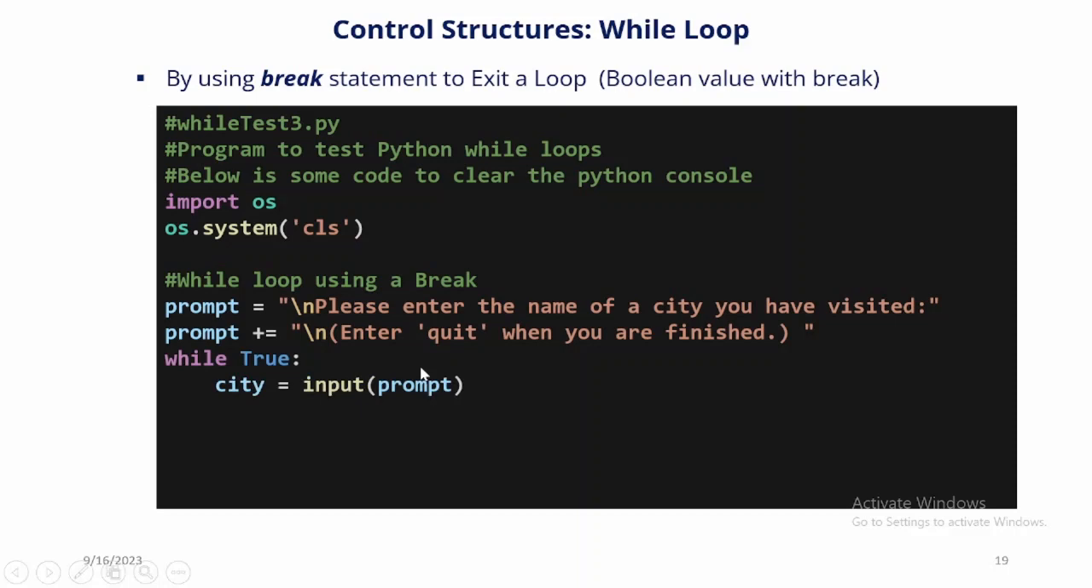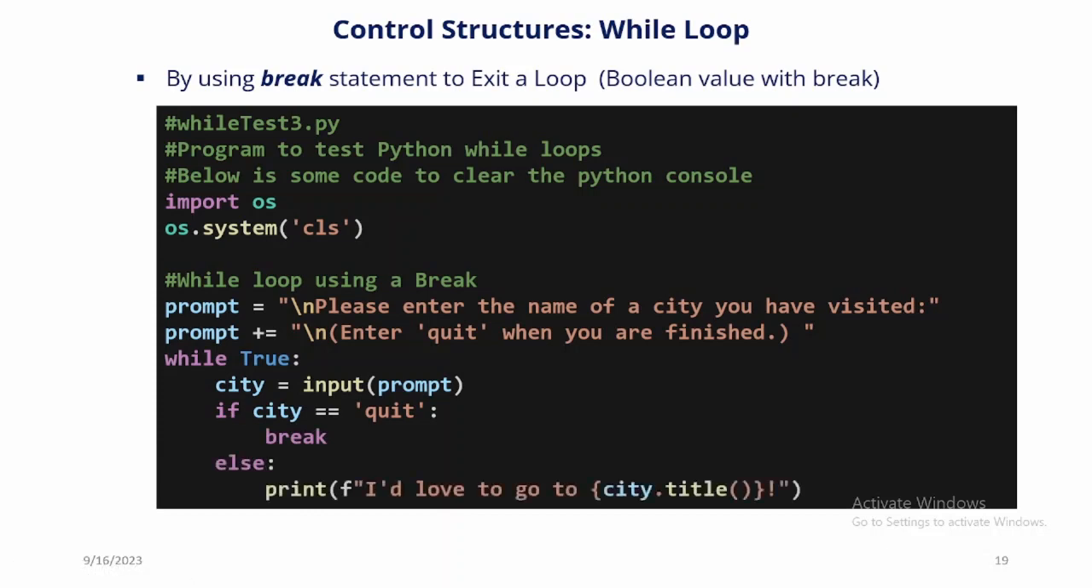So we say city equal to input prompt. Please enter the name of a city you have visited. Enter quit when you are finished. So we say if city equal to quit, just break, get out of the loop. Otherwise, print I love to go to city.title, whatever city was entered.